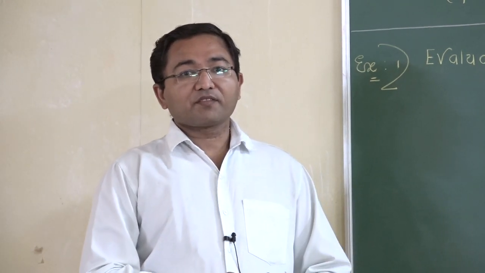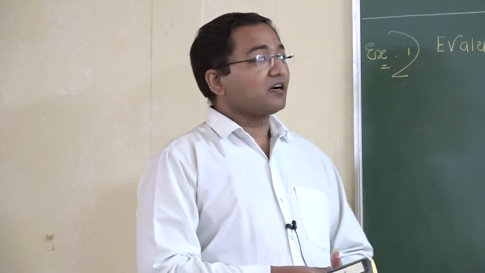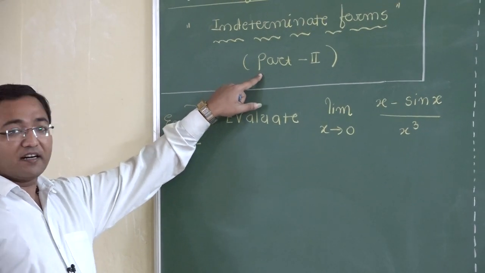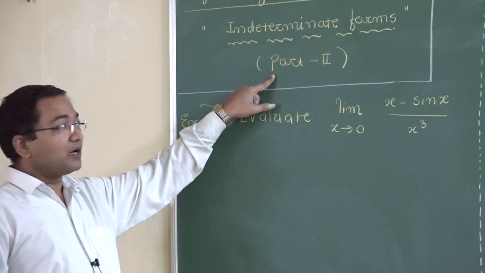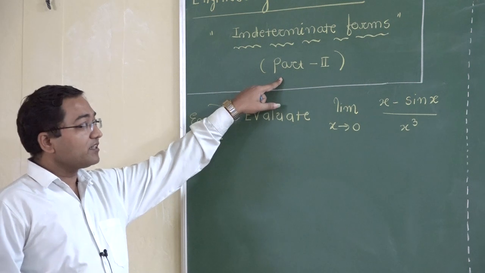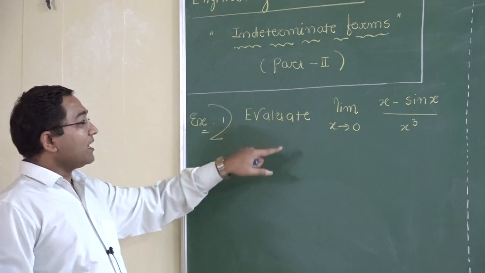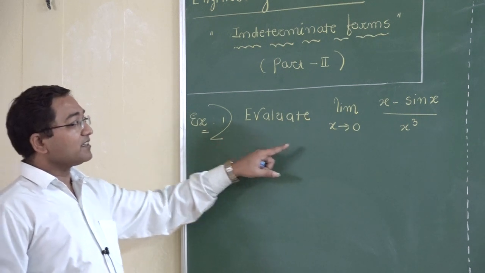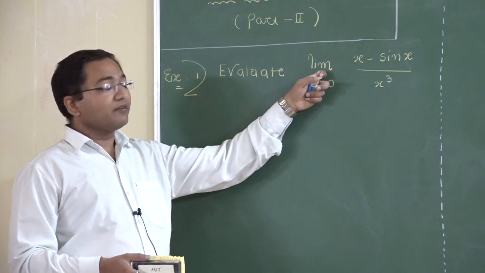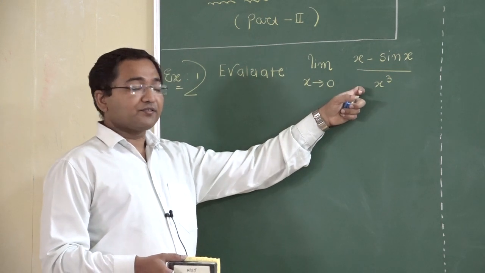Namaste all of you. Today we are going to learn the concept of indeterminate forms, part 2. Earlier we had discussed the L'Hospital rule to evaluate limits of the form 0 upon 0. So here I give some examples regarding the 0 upon 0 form and how to evaluate the limit of given functions of the form 0 upon 0.